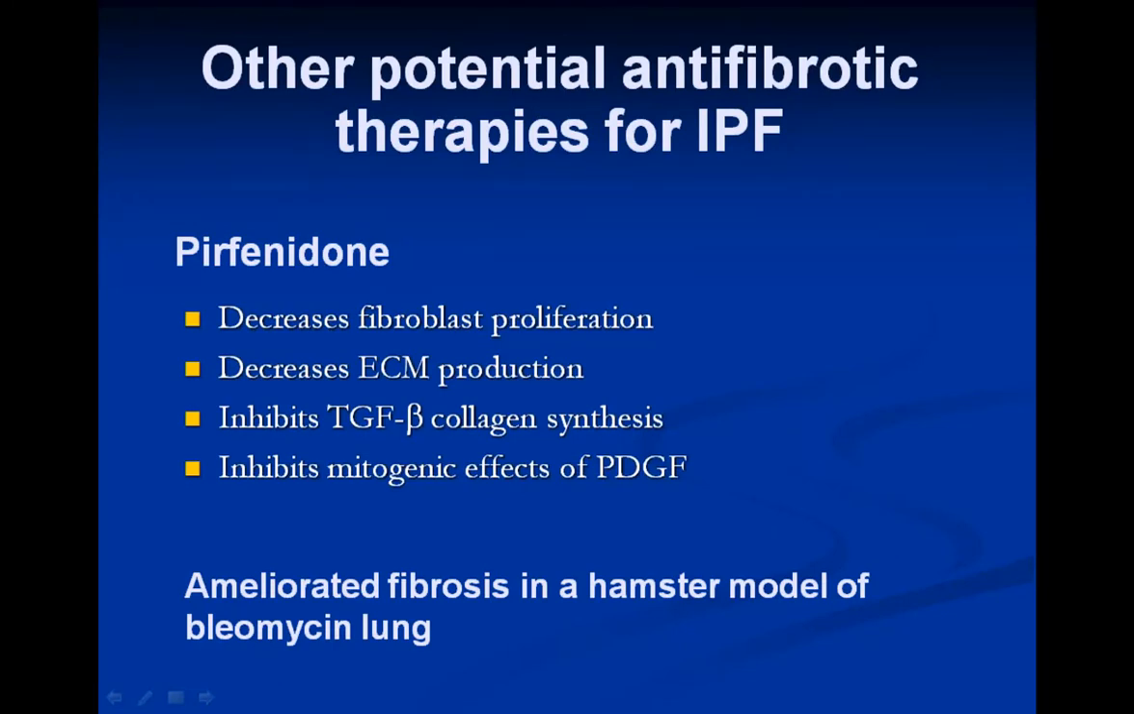Pirfenidone is an antifibrotic drug that has a main role in fibrotic ILDs. It helps decrease fibroblast proliferation and decreases extracellular matrix production. It inhibits fibrogenic mediators like TGF-beta and collagen synthesis. It inhibits the mitogenic effects of platelet-derived growth factor. By this, it decreases the fibrotic changes. All these are its protective mechanisms.